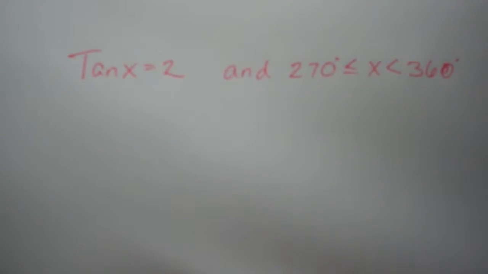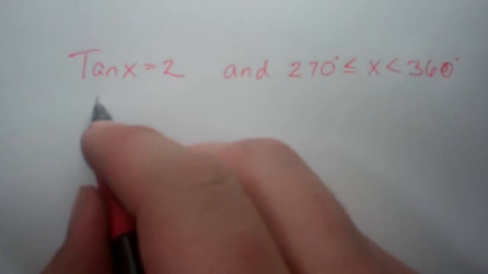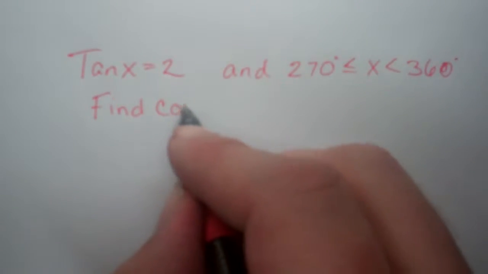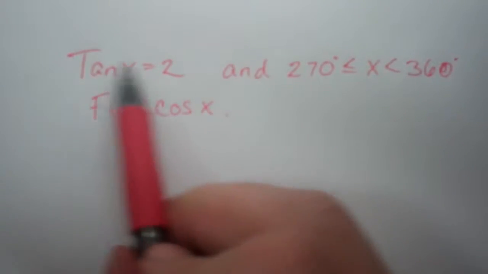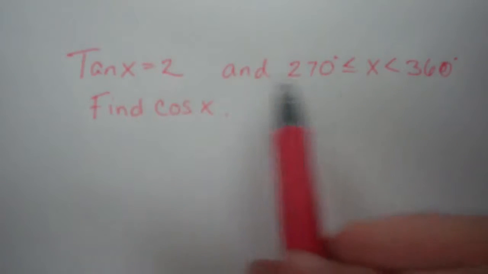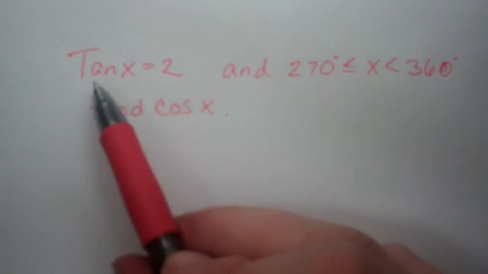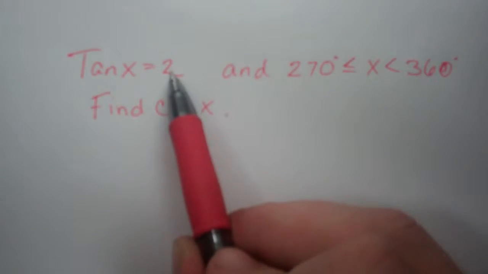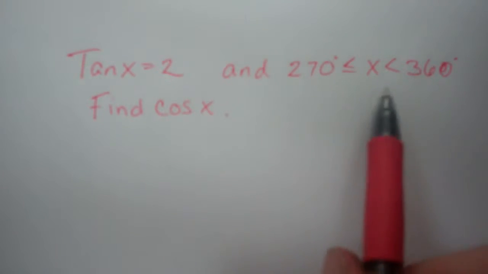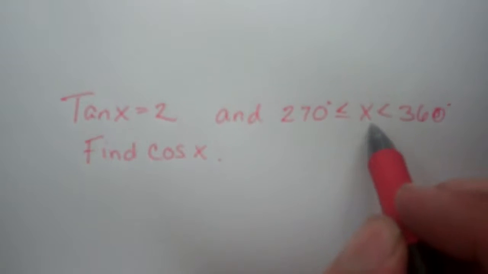Okay, so using these Pythagorean identities to find an unknown trig value when we have been given a trig value is a very important skill. So let's do another example of trying to use that skill. In this case, we are told that the tangent of x equals 2, and x is some angle that's between 270 degrees and 360 degrees. Can you visualize where that is?